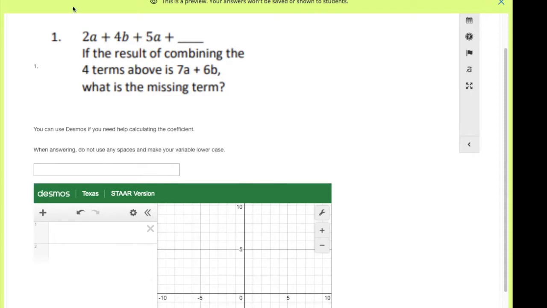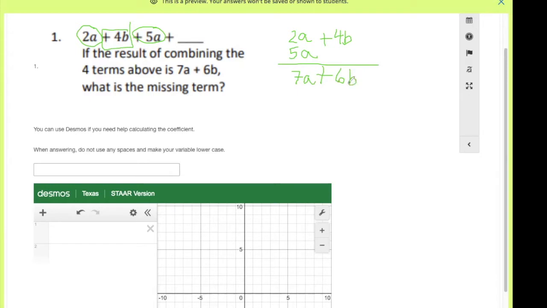So let's see what we have. I'm going to go ahead and circle my like terms and stack them up. So I have a 2a and a 5a, so we have positive 2a, positive 5a. And then we have a 4b, and it's positive. And we know the answer needs to be 7a plus 6b.